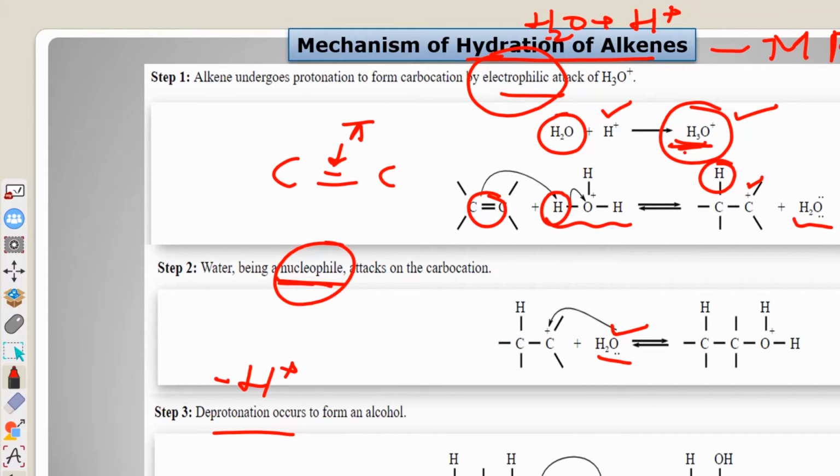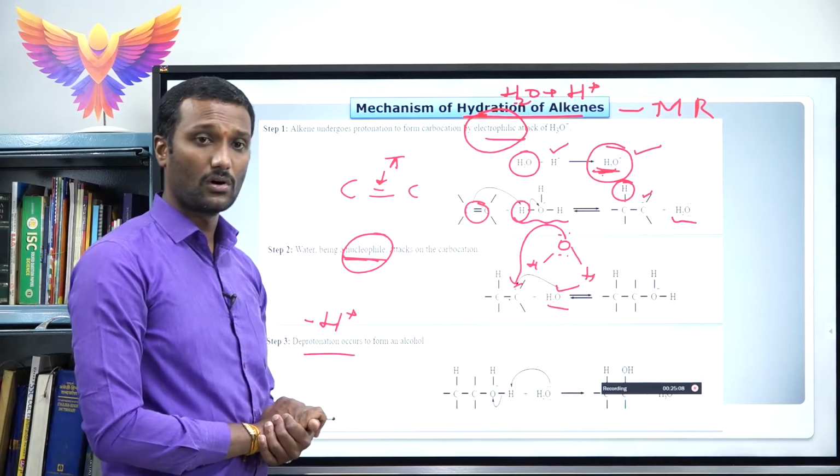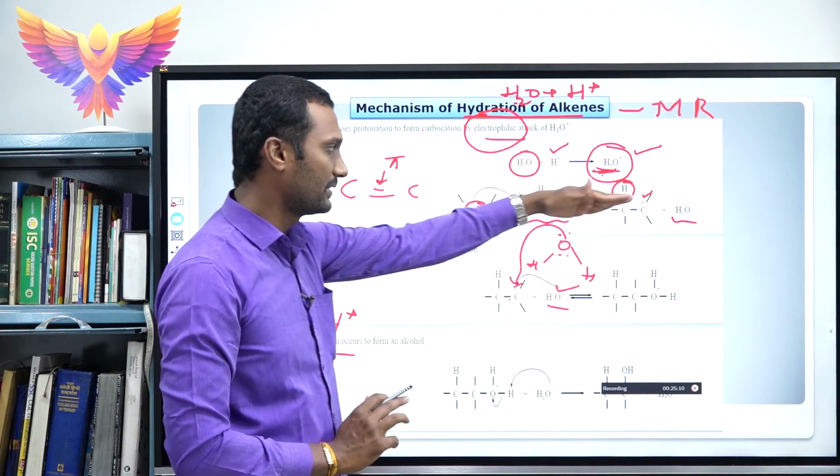You can observe the water acts as a nucleophile. I am writing here OH. So there are two lone pairs of electrons. These lone pairs of electrons react where there is a deficiency, at the carbon cation. That is what is formed in the first step.